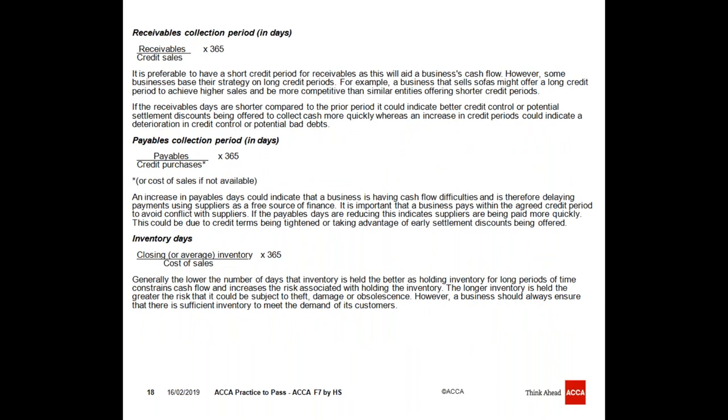These are the receivable collection period, payables, and inventory turnover in days. There are people who want a break. I will take a break after reviewing this slide.